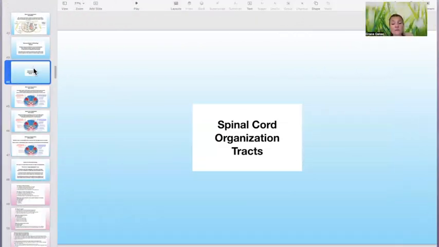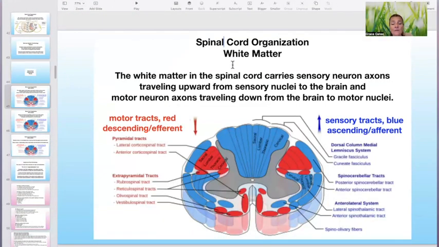Okay, so now spinal cord organization tracks. The white matter in the spinal cord carries sensory neuron axons traveling upwards from sensory nuclei to the brain, and motor neuron axons traveling down from the brain to motor nuclei. So the white matter is all the parts of the spinal cord that surround the gray butterfly in the center.